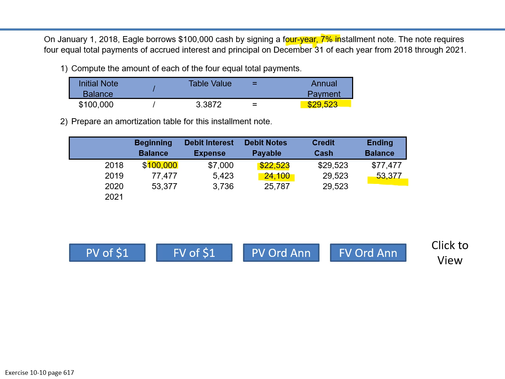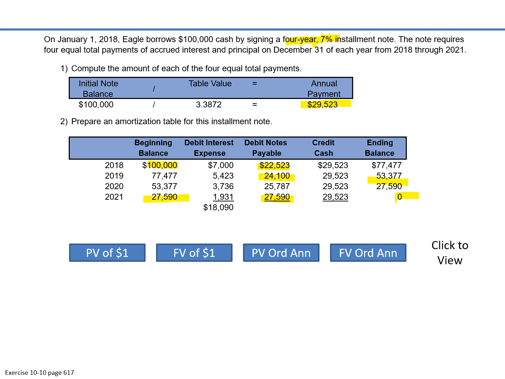So total cash is still the same. Our beginning balance of $53,377 less our total debit to our note payable of $25,787 leaves us with an ending balance of $27,590. That becomes our beginning balance times 7%. The rest of our $29,523 payment is going to get applied to the note. And so $27,590 less $27,590 of principal is going to take us to 0.